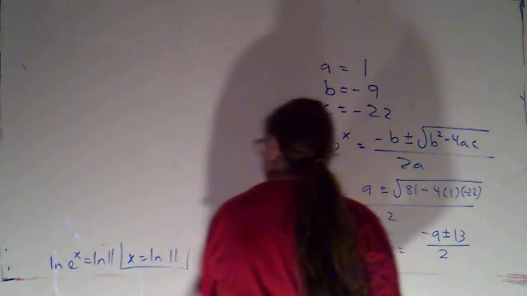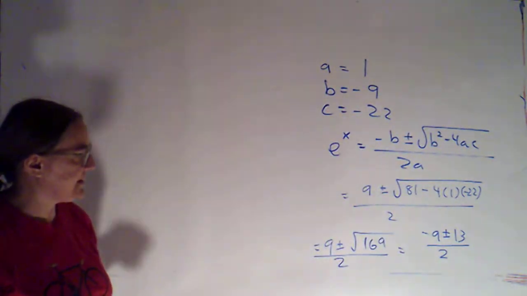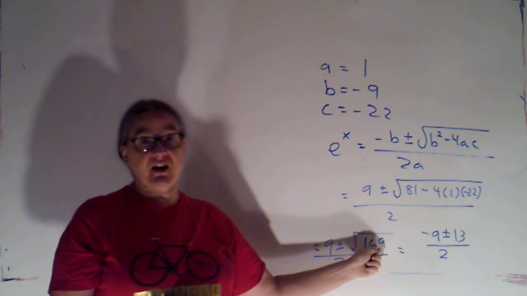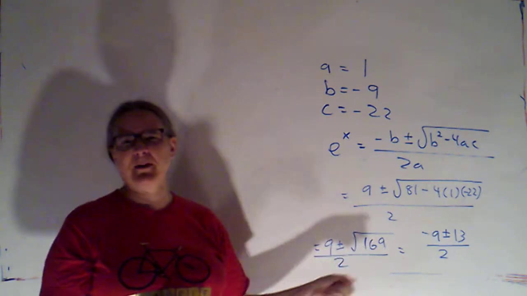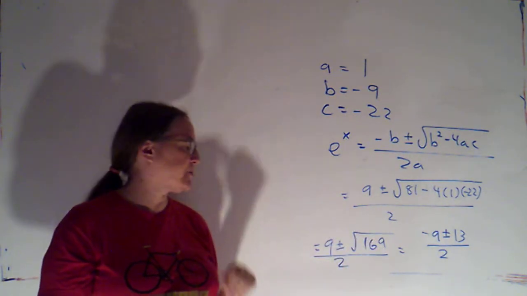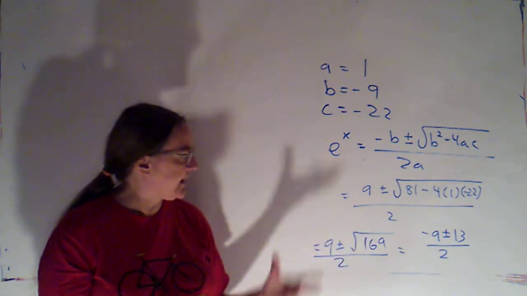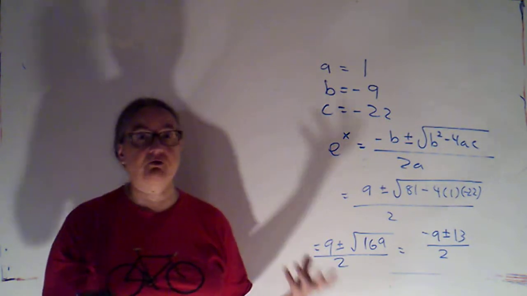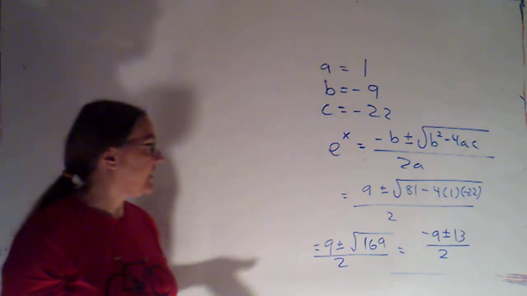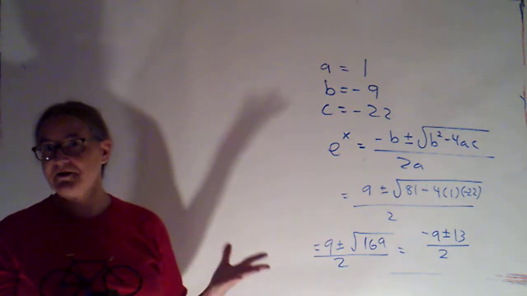Now, if you don't have your perfect squares memorized up to 13, you would just want to check. You should pretty much know your perfect squares up to 12. 12 squared is 144. This is bigger than that. If I want to see if it's a perfect square, I would just try 13 or 14. And see, 14 is too big, but 13 works.